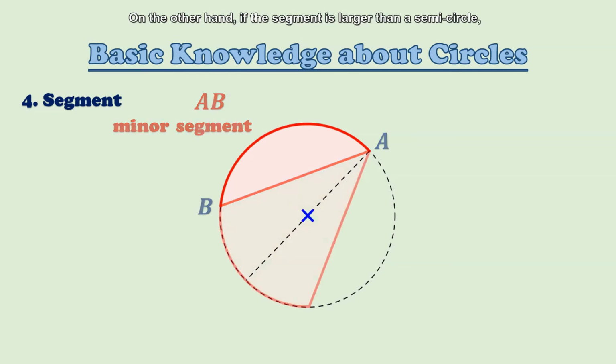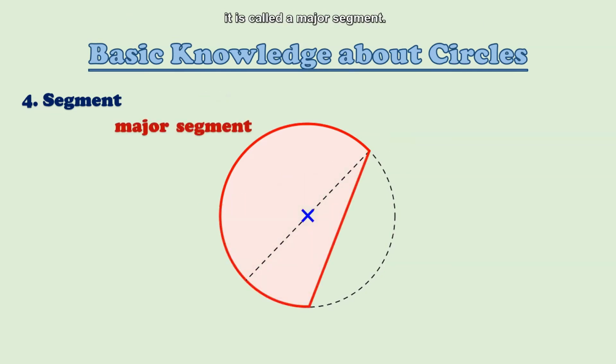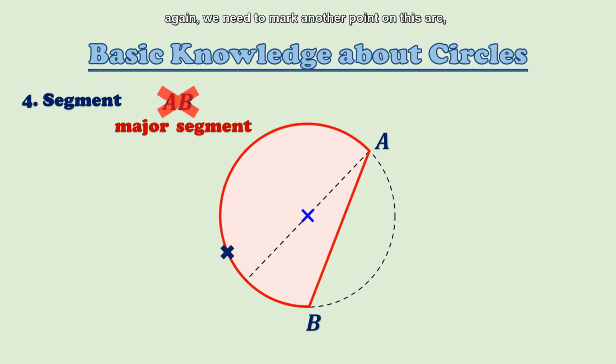On the other hand, if the segment is larger than a semicircle, it is called a major segment. Again, if these points are A and B, we cannot denote this major segment as AB, as AB refers to the minor segment on the right. Therefore, to denote this major segment, again we need to mark another point on this arc, and then suppose this is P, so the major segment can be denoted by APB.